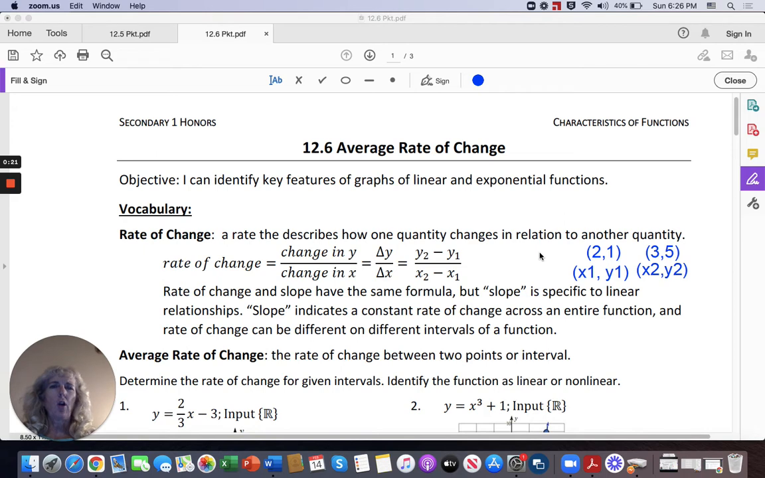So first, to go along with that, we will need some vocabulary. Rate of change is a rate that describes how one quantity changes in relation to another quantity. The rate of change is actually the change in y divided by the change in x. That is indicated by this symbol of a triangle y over triangle x. So whenever you see this, you know that's the change in y over the change in x. So this is equal to y2 minus y1 over x2 minus x1.